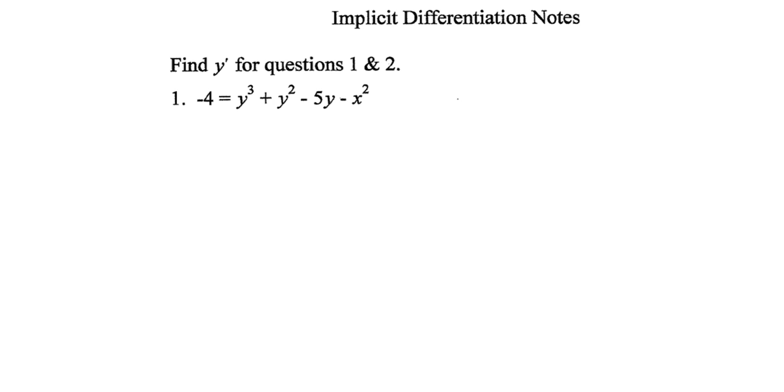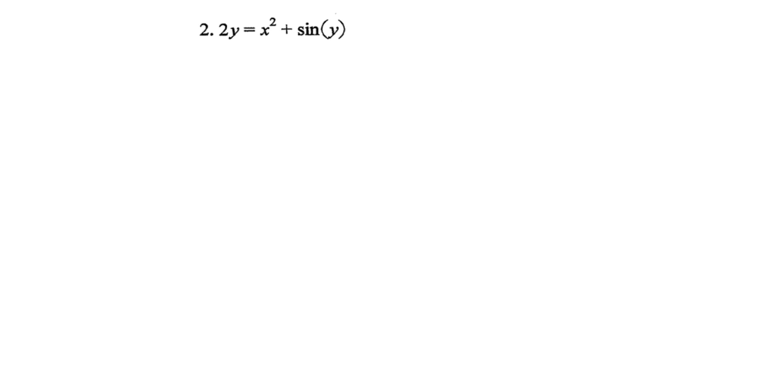Okay, late last week we had assigned this assignment, implicit differentiation notes, and I want to do a couple of these problems today. And I want to look at problem number 2 first. And here we have 2y equals x squared plus sine of y.